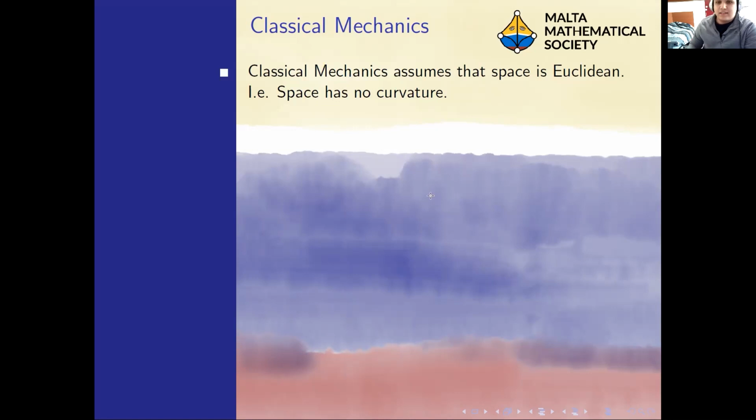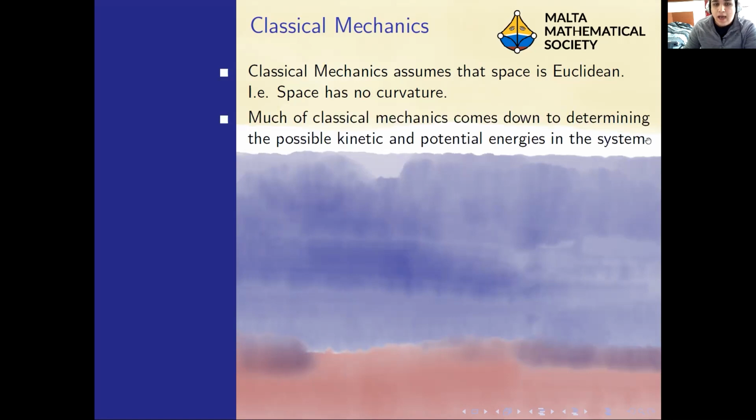Classical mechanics does assume that we're working in Euclidean space, unless we're not, but in most cases we do think of Euclidean space. And classical mechanics just comes down to determining the potential and kinetic energy of the system. Now, the kinetic energy typically is just a product of the coordinate system that you choose. So if we're talking Cartesian coordinates, it's just going to be half mv squared, basically.